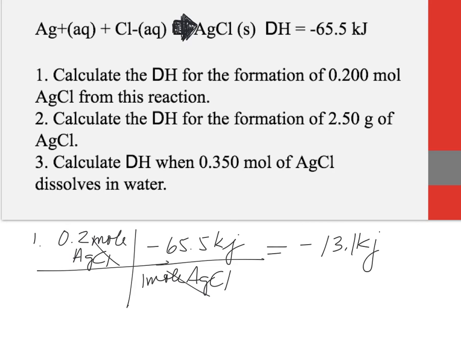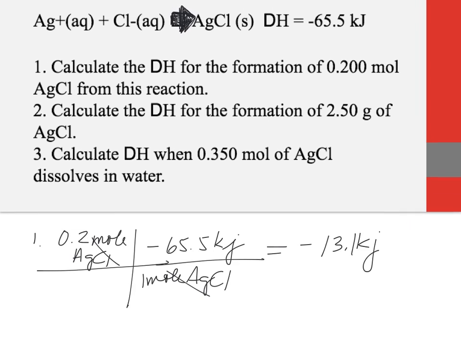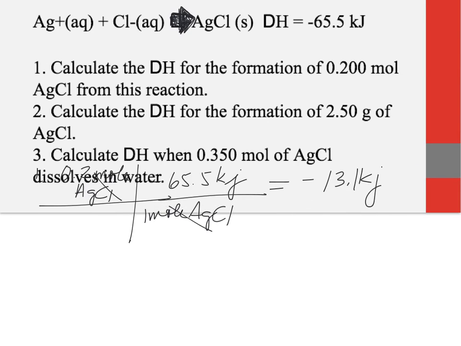Next one. Calculate delta H for the formation of 2.5 grams of AgCl. Well, again, you know that your delta H is going to be very small because 2.5 grams of AgCl is a whole lot less than 1 mole. And from the balanced equation, we know that 1 mole is negative 65.5. So let's look at this one.